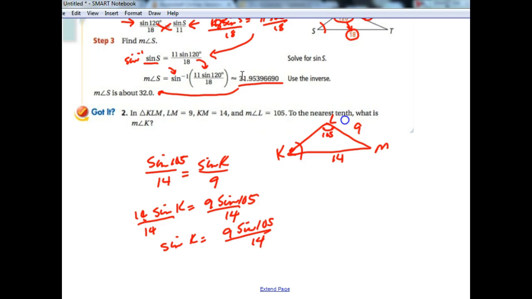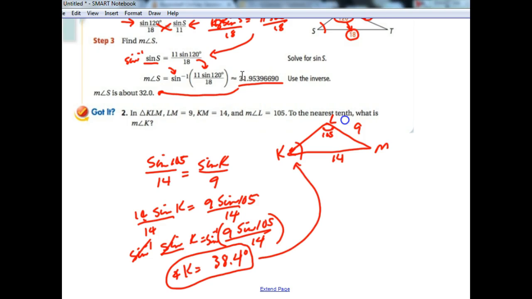So what they're saying is, in order to get rid of sine, you've got to always take the inverse sine, because they cancel. But what you do to one side, you must do to the other. So take the second sine, and then in parentheses, press in the 9 times sine of 105 and divide all that by 14. When you do, you're going to find that angle K ends up being like 38.4, rounded to the tenth place. And that becomes your answer for the measure of angle K.